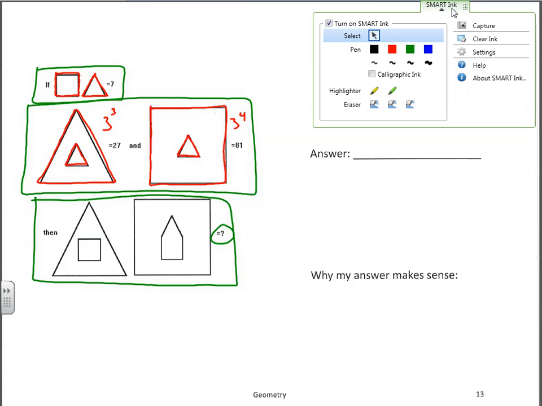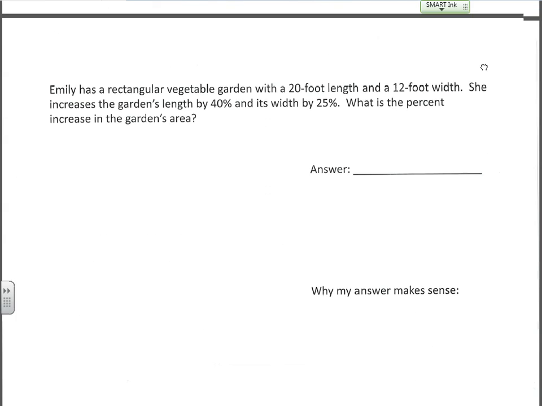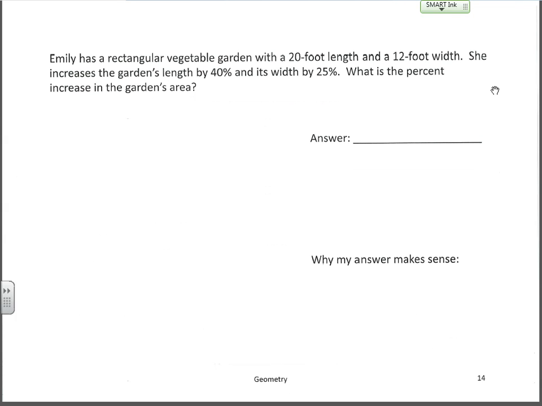Next one. Emily has a rectangular vegetable garden with a 20-foot length and a 12-foot width. Whenever I have the opportunity to draw something, I always like to take it. That way we're not looking back up into the question, what's the length again? What's the width again? It's here for us. So we got a rectangular garden, 20-foot length and 12-foot width. She increases the garden's length by 40% and its width by 25%. What is the percent increase in the garden's area?